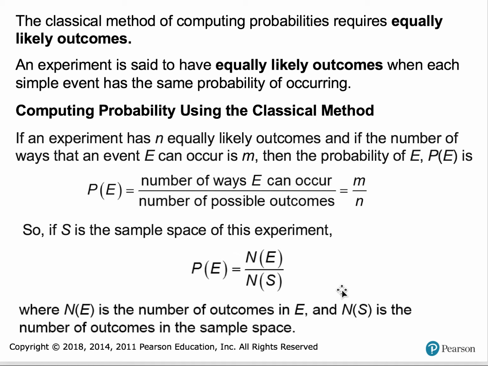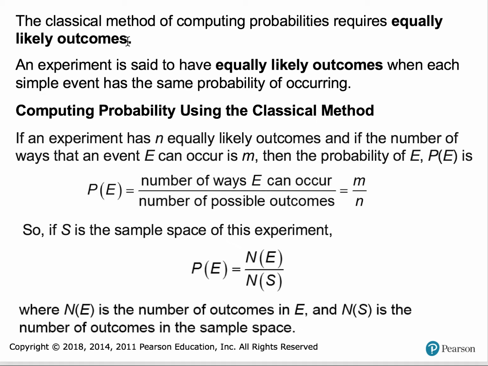Okay, while the empirical method gives an approximate probability of an event by conducting a probability experiment, like we just saw, and rolling dice over and over, the classical method of computing probabilities does not require that an experiment actually be performed. Rather, it relies on counting techniques. The classical method requires equally likely outcomes. That is so important, equally likely outcomes.